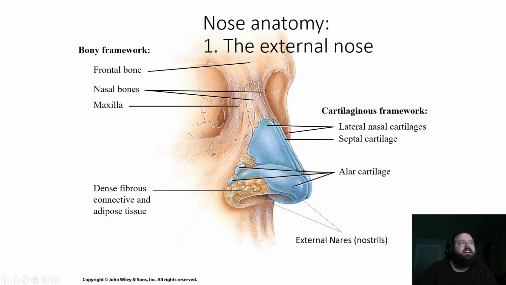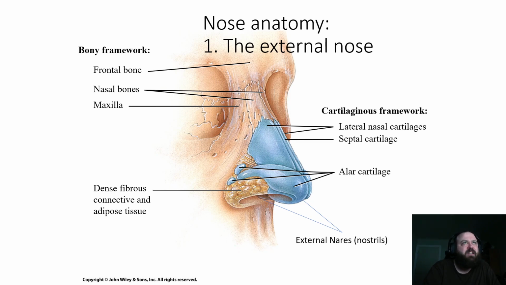At the end of the cartilaginous framework is a network of dense fibrous connective tissue right here, and adipose tissue, which is why it has this yellow sheen to it. You can actually palpate them. You can touch the sides of your nostrils, and you can see that it's actually not cartilage or bone. It's actually just dense connective tissue and fat, basically.